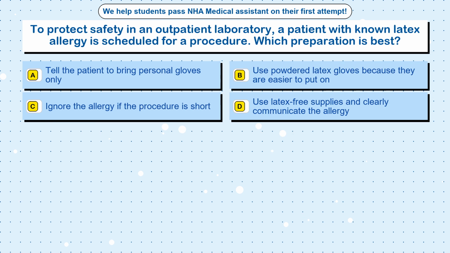Question 100. To protect safety in an outpatient laboratory, a patient with known latex allergy is scheduled for a procedure. Which preparation is best? Option A. Tell the patient to bring personal gloves only. Option B. Use powdered latex gloves because they are easier to put on. Option C. Ignore the allergy if the procedure is short. Option D. Use latex-free supplies and clearly communicate the allergy.